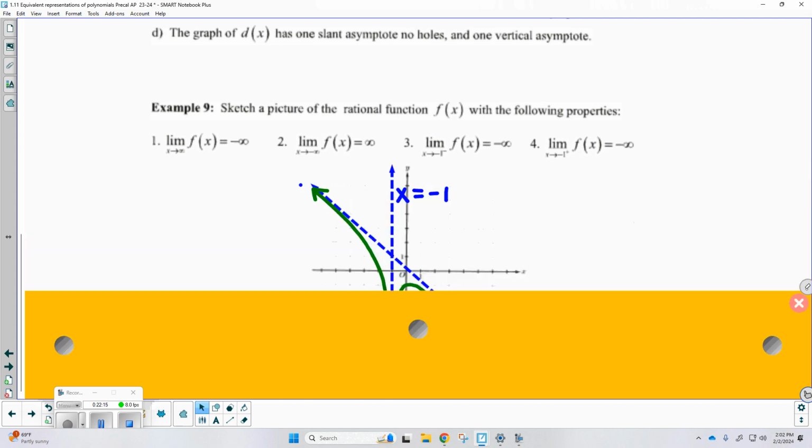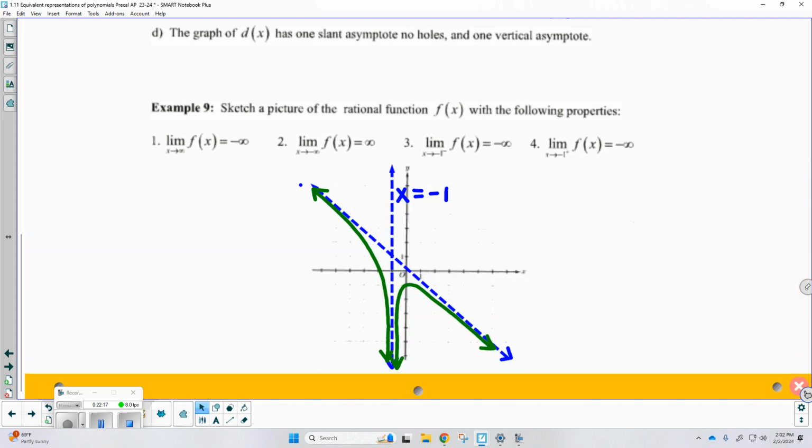So we need a slant asymptote, and we need a vertical asymptote. Like I said, sketches are going to vary. Here's what I came up with. I just went ahead and put my slant asymptote through the origin. Now you'll notice for the vertical asymptote, both on the left and the right, the graphs want to curve down towards that vertical asymptote. That's why I went ahead and put both of these below the slant asymptote. Again, it didn't say anything about x or y intercepts. It didn't say anything about holes. So this sketch satisfies those four conditions.